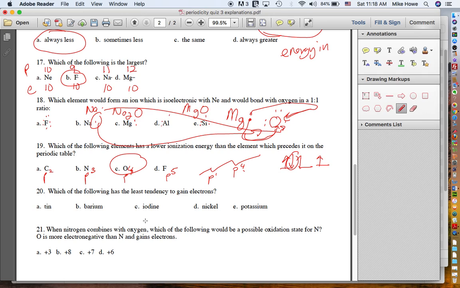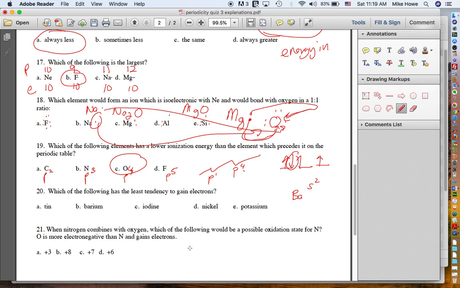Okay, this question here, which one has the least tendency to gain electrons, would be the biggest one. The biggest element on here is barium, and also barium is an S2. So for 2 reasons, it's big and it's got a full sublevel. It is not going to gain an electron.